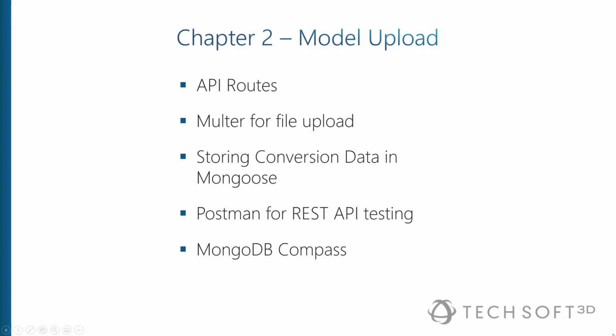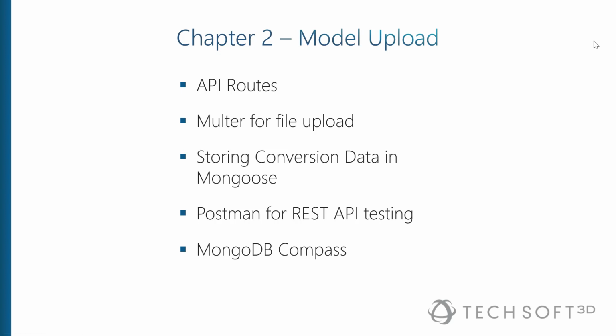In this chapter, we are defining our first REST API endpoint for uploading files. For the actual file upload, we use Multer. We delve into that a little bit. We are storing the actual conversion data in MongoDB via Mongoose. We're having a short look at Postman, a useful tool for testing REST APIs. And we're going to look at MongoDB Compass, which allows you to inspect the MongoDB databases.